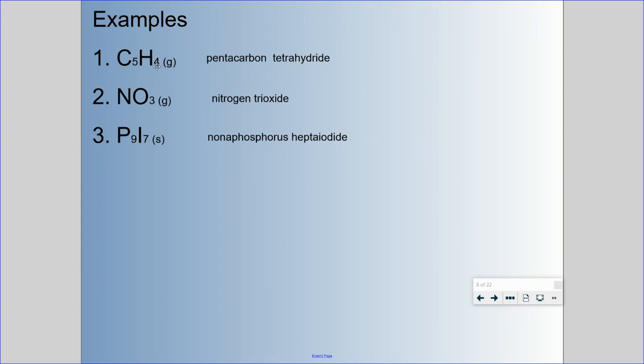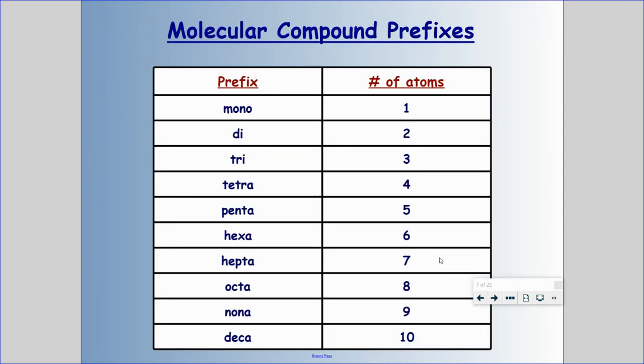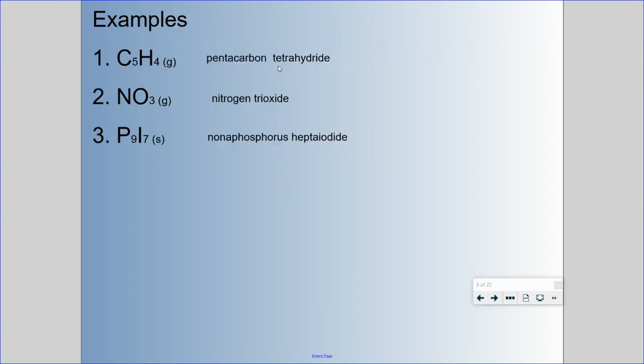Then we're going to go, what is the prefix for 4? Tetra. Okay. So we write down tetra. Hydrogen is not the right name. We want to go hydride because remember IDE ending. So this is called pentacarbon tetrahydride. And that's how we name this. Putting the prefixes first, followed by the element name. The second element has to have an IDE ending.